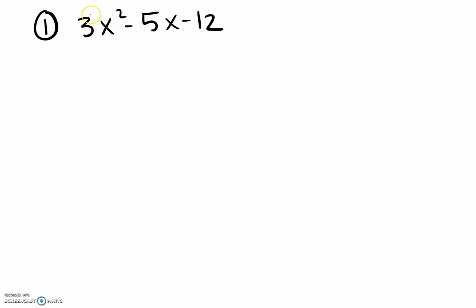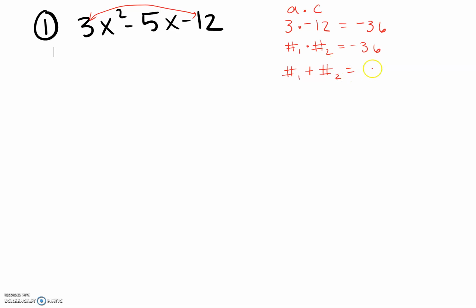As a reminder, we start by taking the first term and the last term. We multiply the coefficients together. Okay, so we're doing A times C. So 3 times negative 12 is negative 36. The next thing I do is I look for two numbers that multiply to give me negative 36, but that add to give me whatever my B value is, which in this case, B is negative 5.